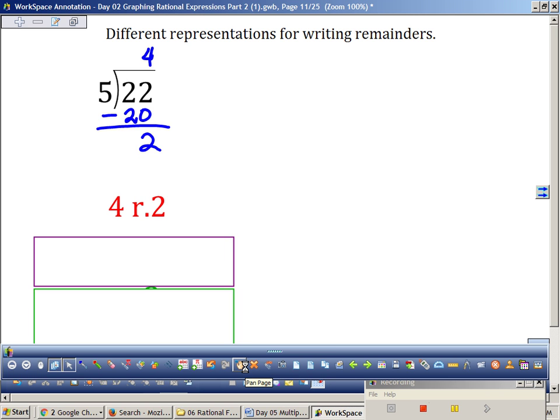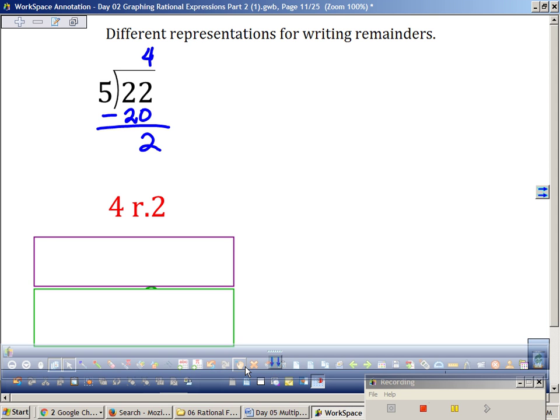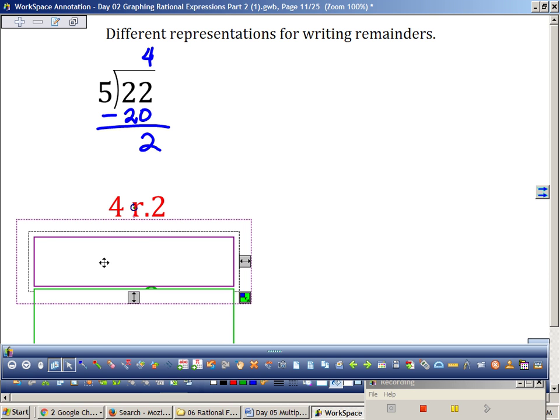We could write 4 remainder 2, if we were in 6th grade still, right? That's what you're comfortable with, right? I never learned that way. No, you never heard it.